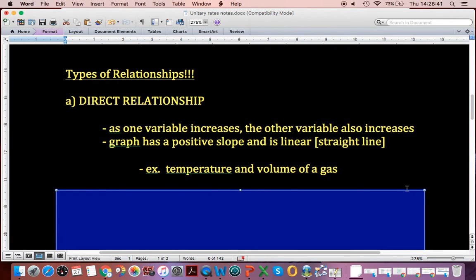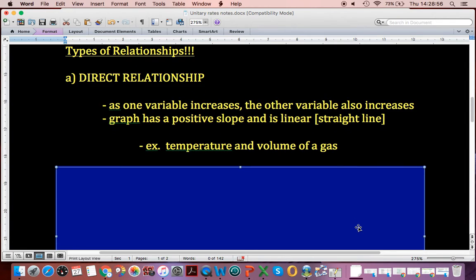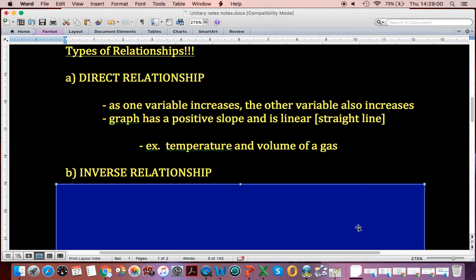Temperature and volume of a gas, going to the world of physics and chemistry. If we increase the temperature of a gas, we will increase its volume. If you've ever left a football or soccer ball in the sun, it will expand, is what we're saying there. And we could see it as a linear function when we plot it.